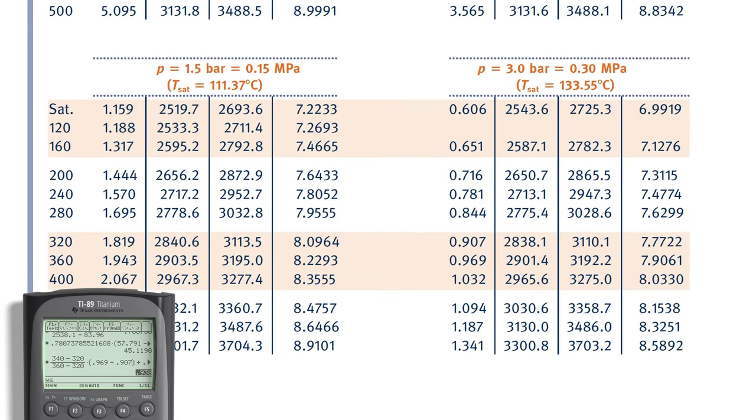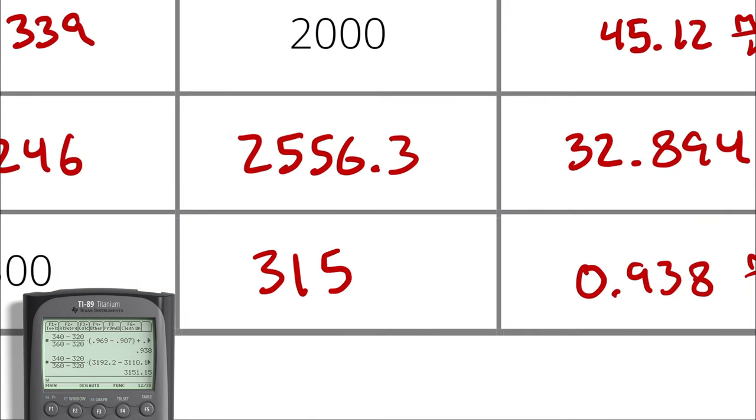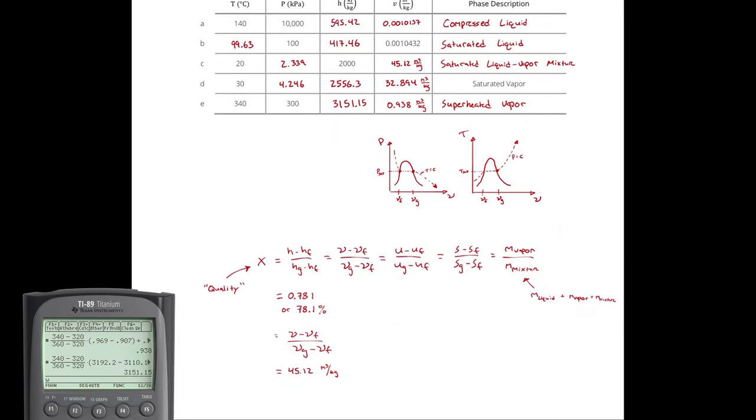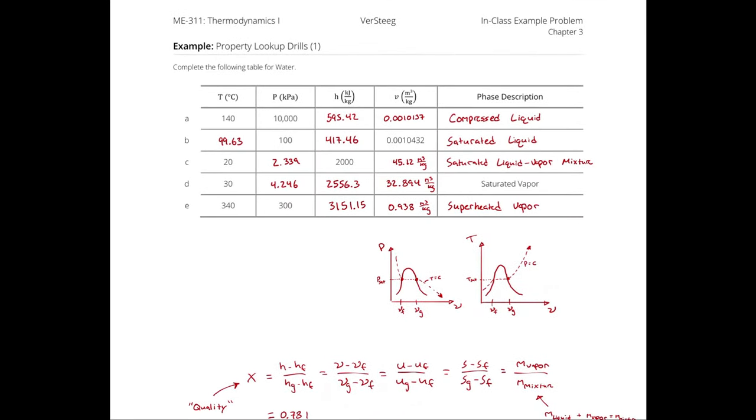In fact, I will just scroll on up, grab this equation, and replace the specific volume at 320 and 360 with the specific enthalpy at 320 and 360. So 3192.2 minus 3110.1, plus 3110.1, and I get a specific enthalpy of 3151.15. And with that, we have all of our property lookups.